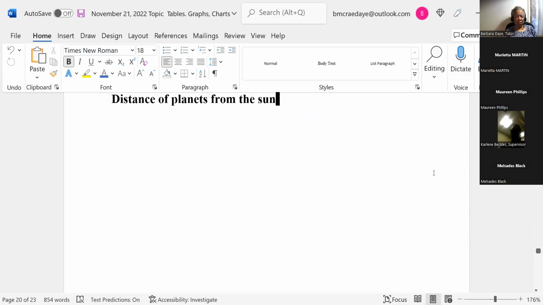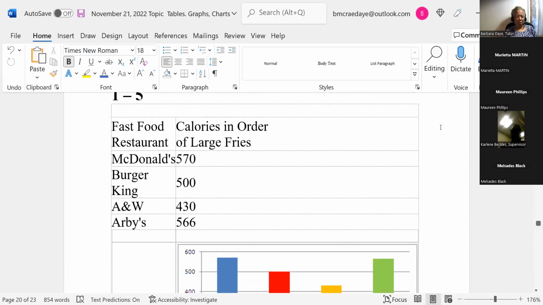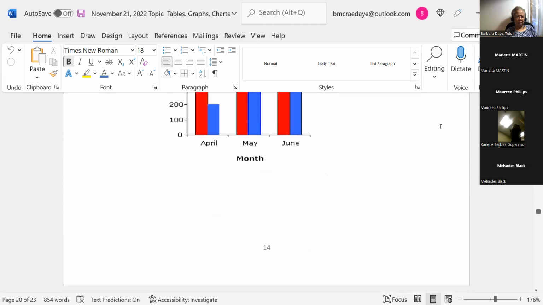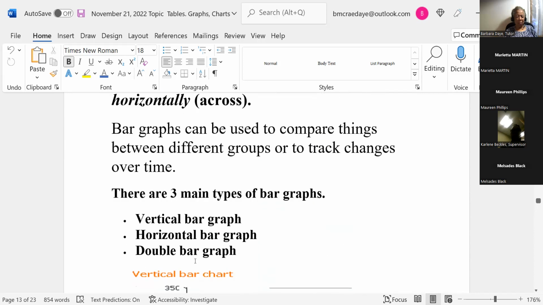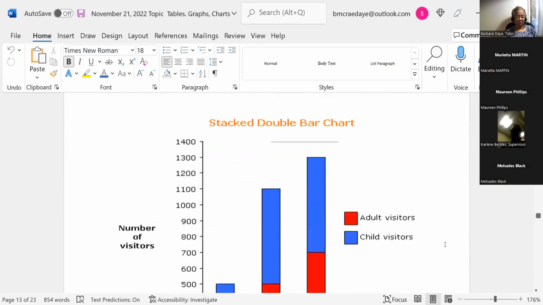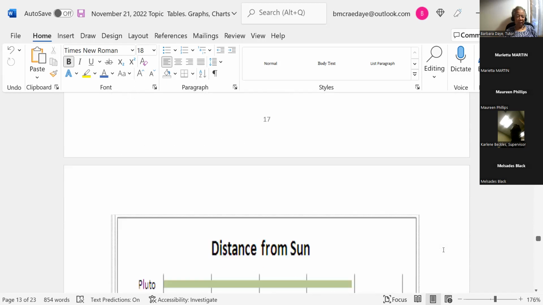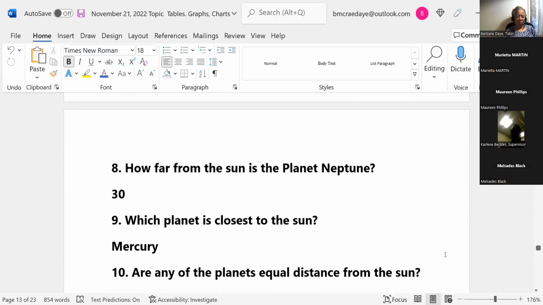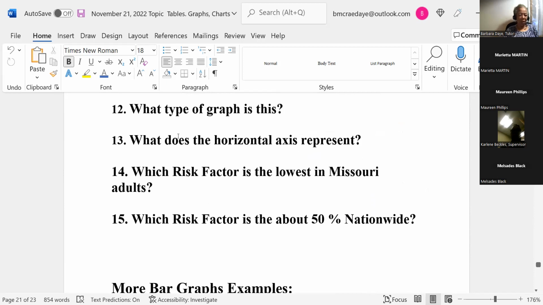Back up here, remember when I told you the different kinds of graphs? Vertical, horizontal, double bar graph. So that's a double bar graph, right? If you have two bars. If you just put bar graph, that would be okay because they fall in bar graph, line graph, pie charts. But let's put double bar graph. So you know that this is a double. What type graph is this? Double bar graph.